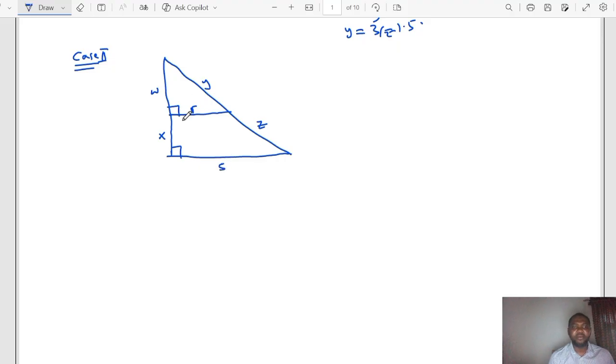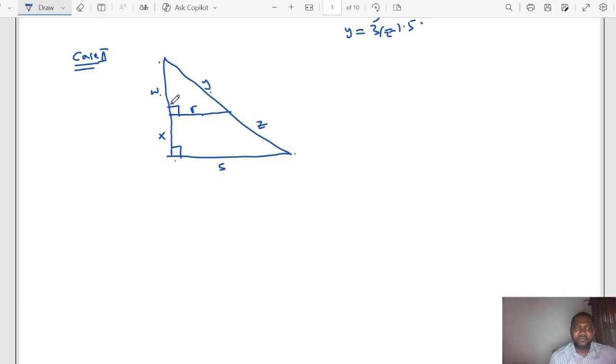And let's say here is R, and here is S. Now you can see that the sides of the smaller triangle are W, R, Y. But the corresponding sides of the bigger triangle are W plus X, S, and Y plus Z. So the ratio of their sides.